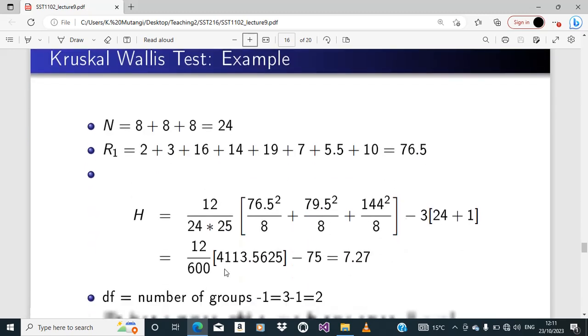We then calculate our test statistic H as follows: 12 over N, which is 24, times N plus 1, which is 25. This is R1 squared over the number of observations in group 1, which is 8. We do that up to the last group, and add them together. We then subtract 3 times N plus 1, which is 24 plus 1. Please take note that 12 over 24 times 25 is only multiplying the sum of those values inside those brackets, right? And then we get here an H of 7.27.